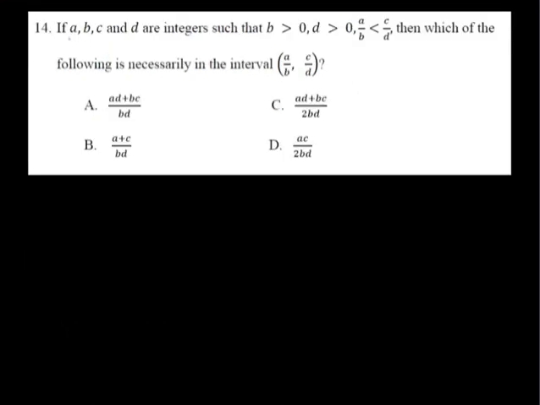If a, b, c and d are integers such that b is positive and d is positive, b positive no, d positive no ተብሎ ተሰጥቶናል። So which of the following is necessarily in the interval a over b up to c over d?